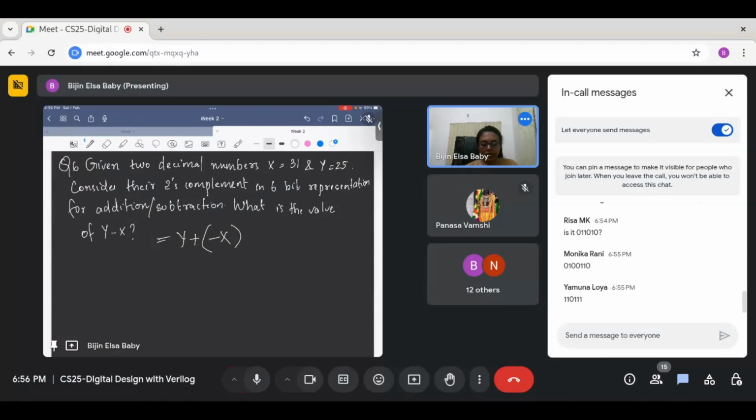First, tell me the binary representation of 25. Zero, one, one, zero, zero. This is minus 31. So you have to take the 2's complement of 31. So what is the 2's complement of 31?